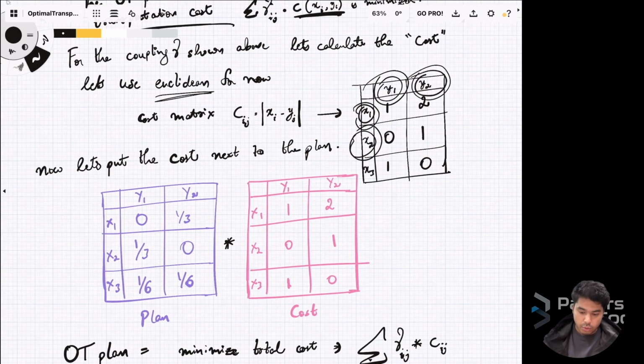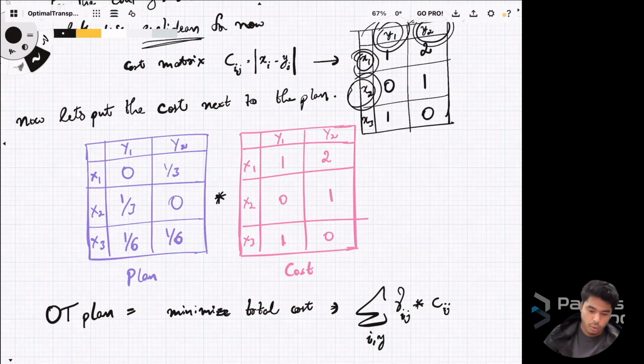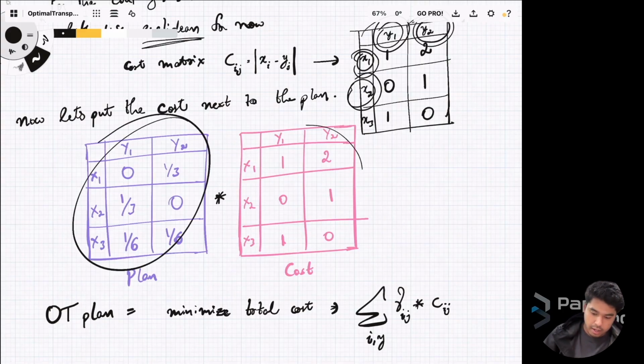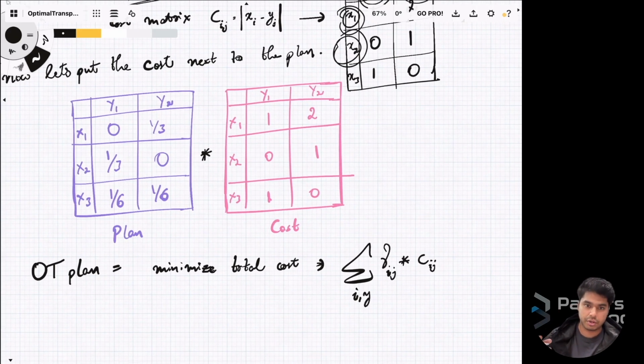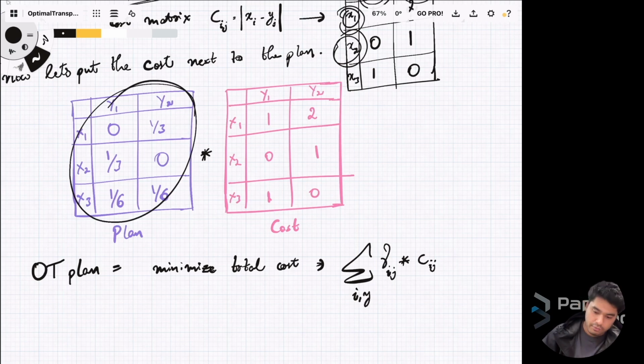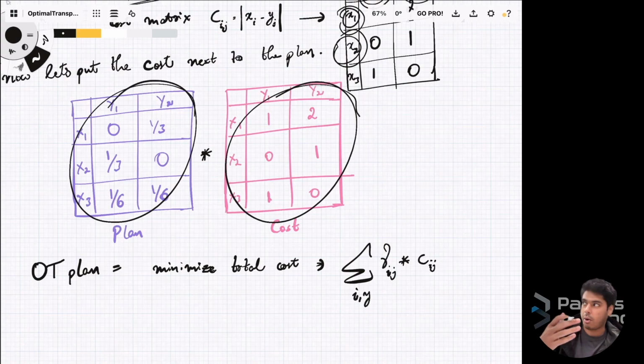Now, we have two things right now. One is the plan and one is the cost, right? These two work together, because each plan would have to be multiplied with its cost. Only then do we get, for lack of a better term, the efficiency of a transport plan, right? And we want to find the most efficient transport plan, where we optimize this and we also optimize for this. So we optimize for both the plan and the cost.